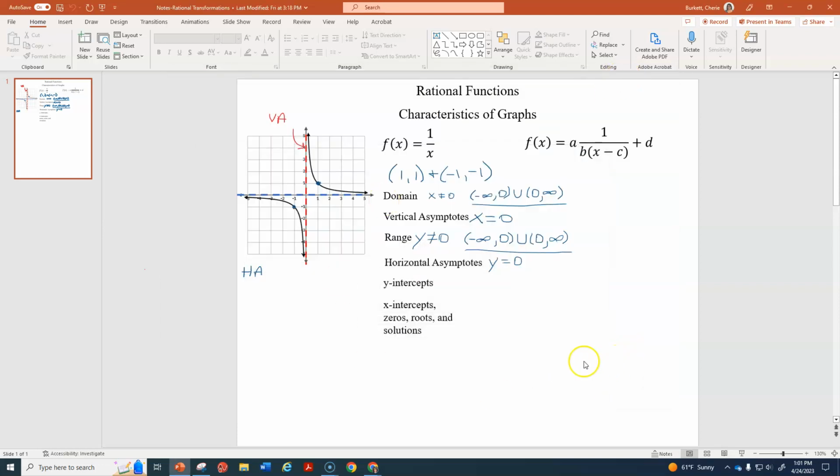So, the rest of these characteristics, the y-intercepts and the x-intercepts, which could be called zeros, roots, and solutions.